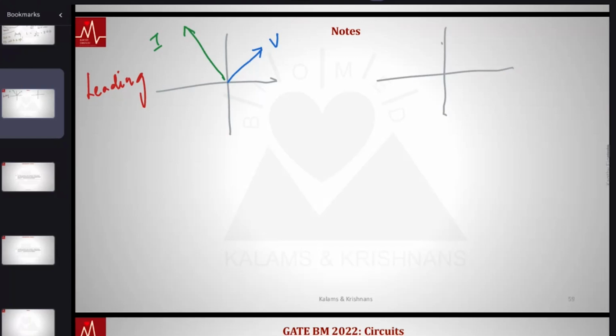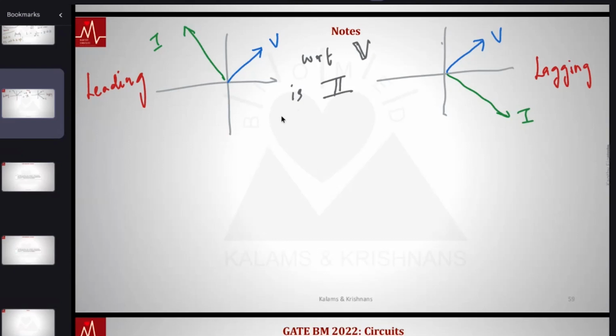Now, let's say the voltage is somewhere over here in the circle. At that point the current is lagging, which is often referred to as current lagging behind voltage. The question is: with respect to voltage, which is a phasor, is the current leading or lagging? In purely capacitive circuits, this angle is often 90 degrees, and in purely inductive circuits it is also 90 degrees. But in a combination RLC circuit, this angle need not be 90 degrees.